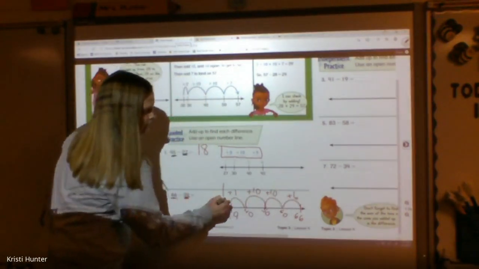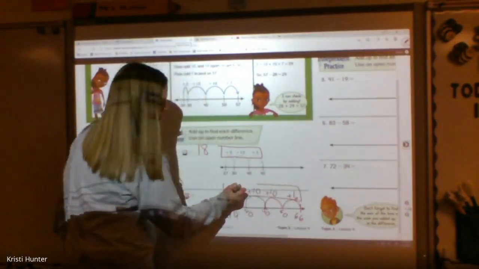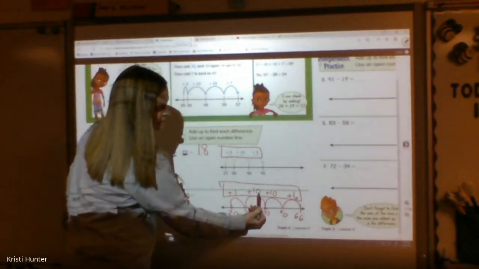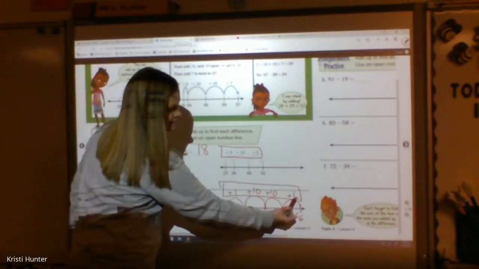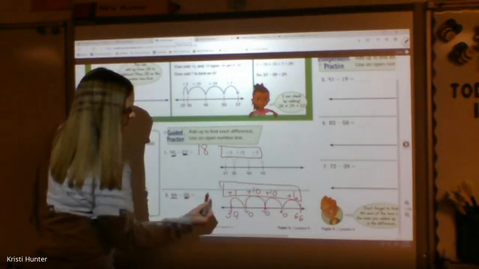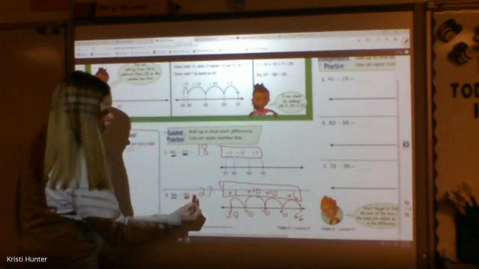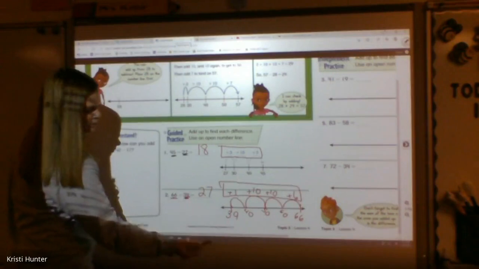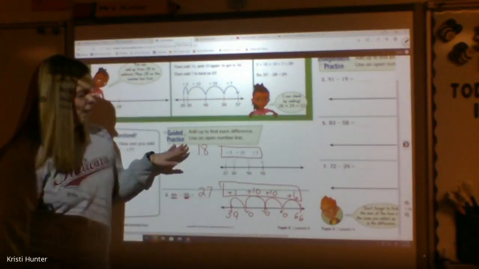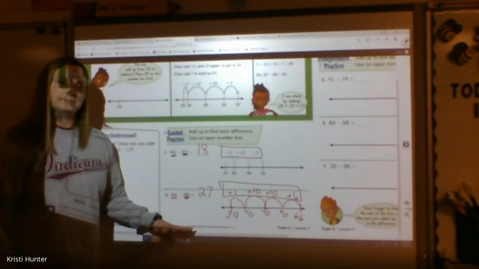Now, I'm going to add up all my jumps here to find out what my answer is. Now, add my 10s first. 10, 20. 20 plus 6 is 26. One more makes 27. So when I have 66 minus 39, I'm going to get the answer of 27.